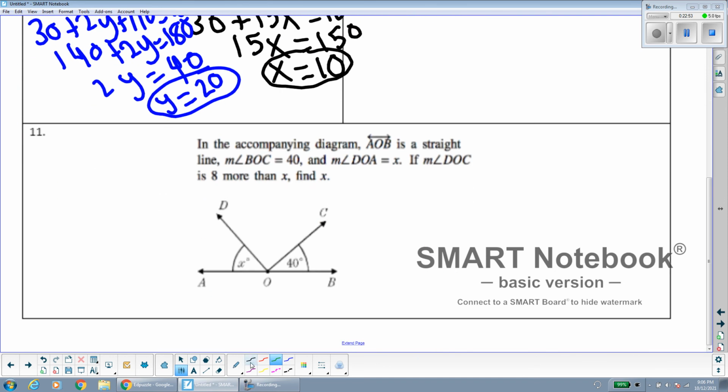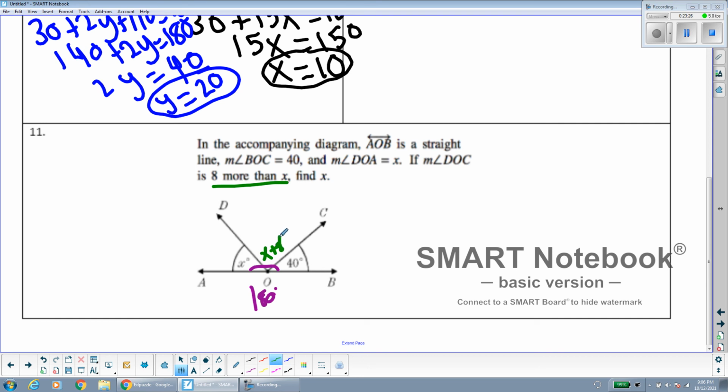For number 11, it says in the diagram, AOB is a straight angle. So I already know that if I take all three of the angles here and add them up, that should give me 180 degrees. They tell us that we have a 40-degree angle and we have an X degree angle, but then they tell us that the angle that we're missing, angle DOC, is 8 more than X. So that's more than is addition. So that's 8 plus X.